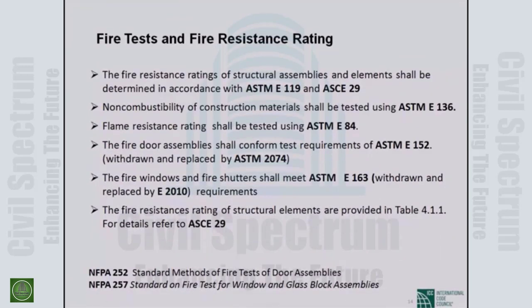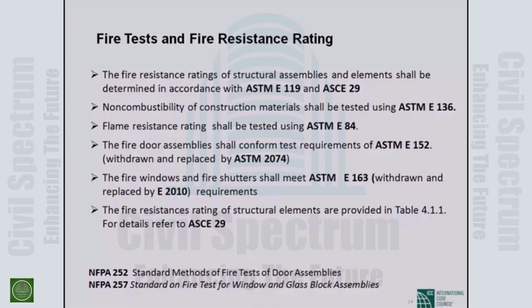Then this chapter contains something on fire test and fire resistance rating, which is very deciding. Here are some standards. I shall talk in a little bit of detail about these standards, how they are tested, how the testing can be explained. So you can see here is ASTM E119. Using this standard, we test structural elements and structural assemblies. It's for elements as well as assemblies.